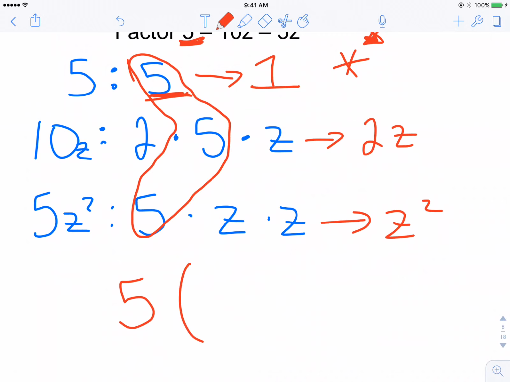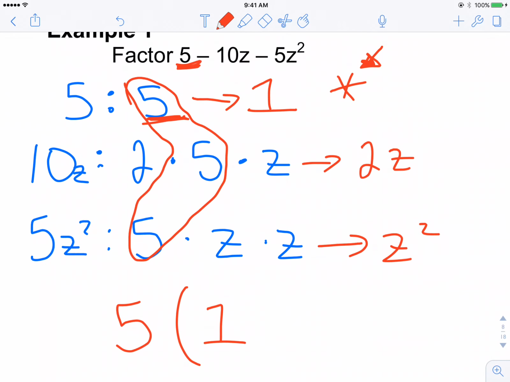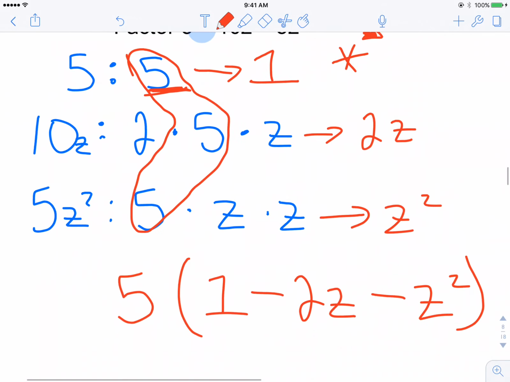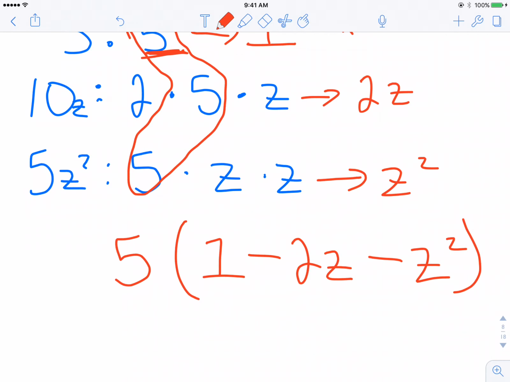So then I just write this out, 1. And in this case, what was the sign here? Minus 2z minus z squared. And there's my polynomial all factored out.